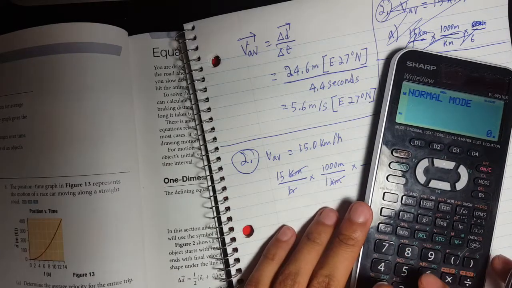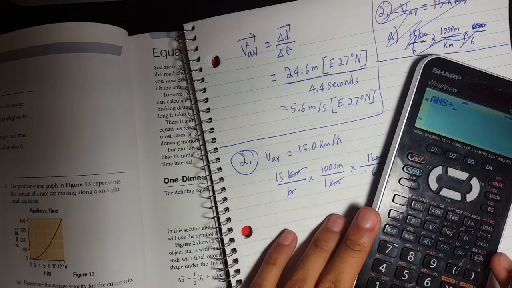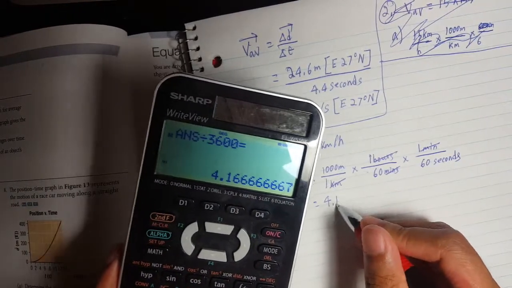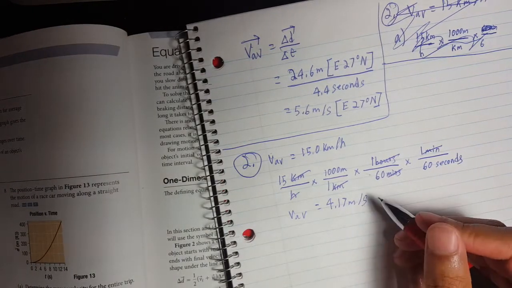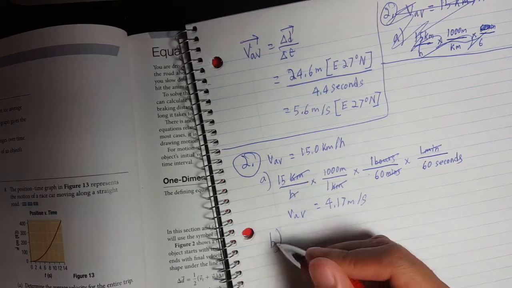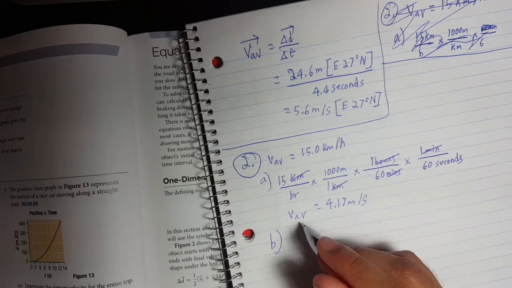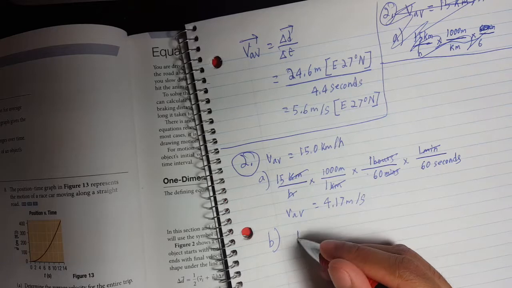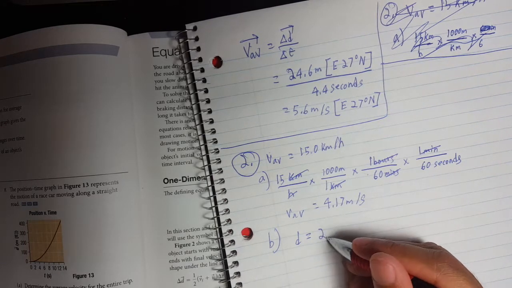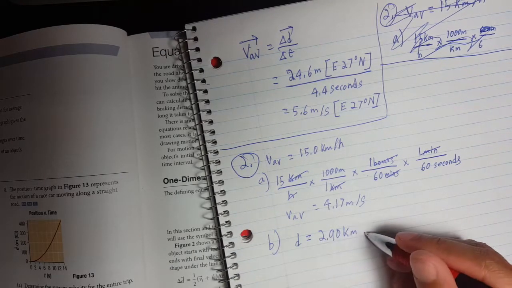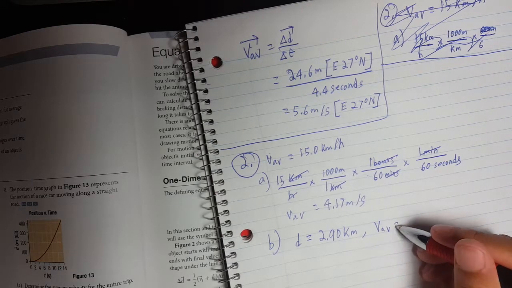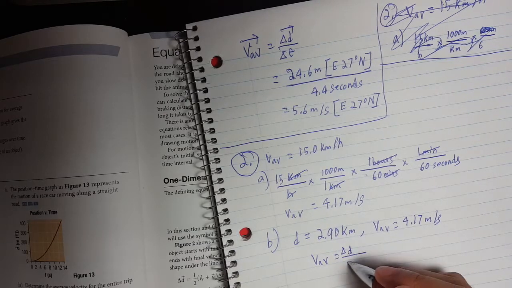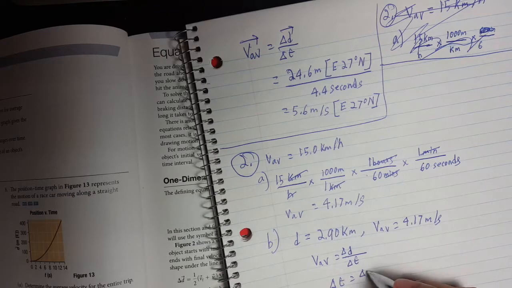So 15 times 1,000 divided by 60 times 60, which is 3600. So that is 4.17 meters per second. Now part B is asking, calculate the time in seconds needed to complete the lap. You know the speed is 4.17 meters per second, and you know the total distance for 1 lap is 2.9 kilometers. So you can just rearrange the speed formula to get your time.